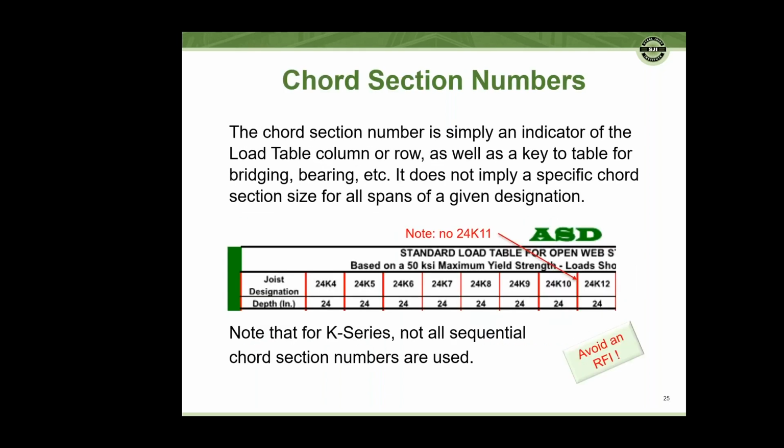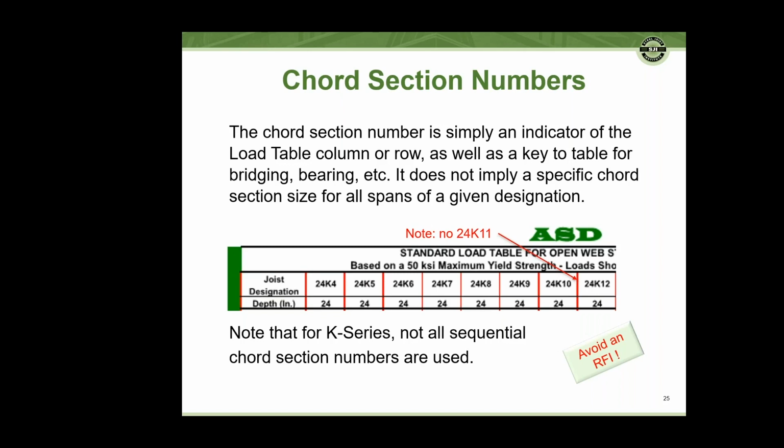The chord section numbers, what is the significance of those? So we see this excerpt from a table, and we have 24, K4, K5, K6, etc. Those are really just an indicator of the column, so they don't necessarily imply a specific chord section size for all the spans of a given designation. Some of the tables were built around a given chord angle size, but that isn't necessarily the case when we get to shorter spans.